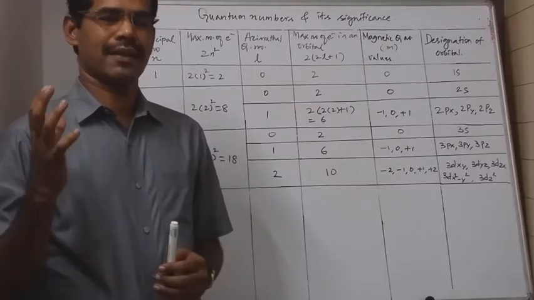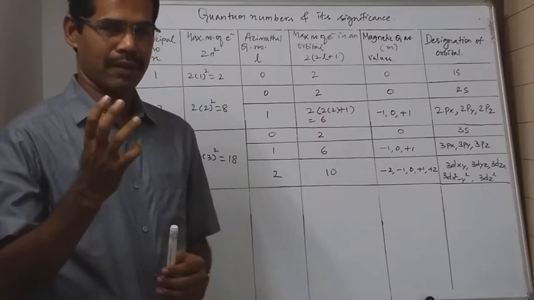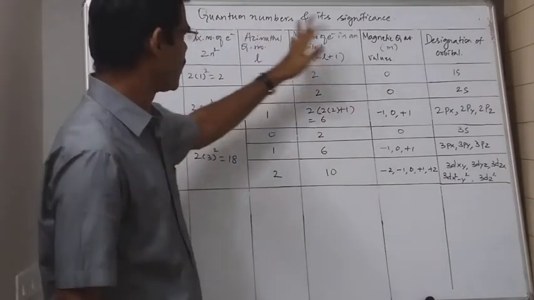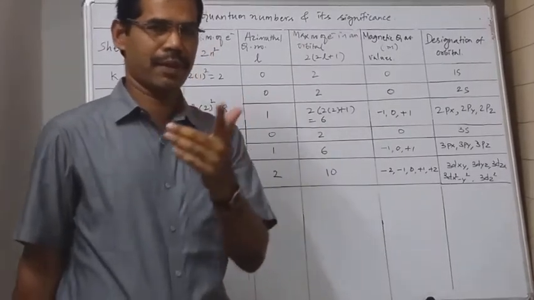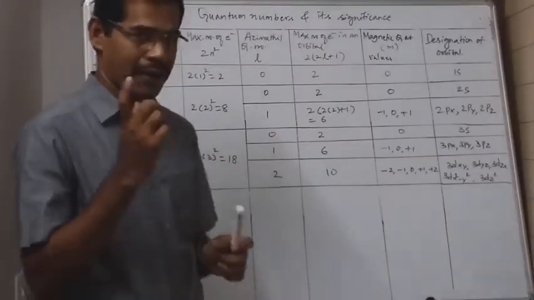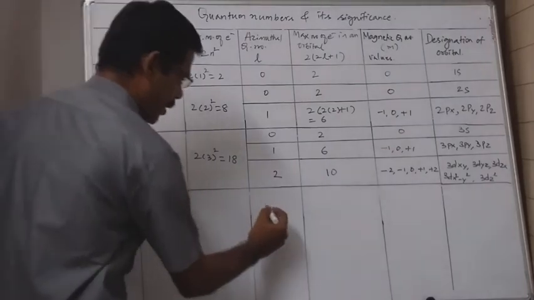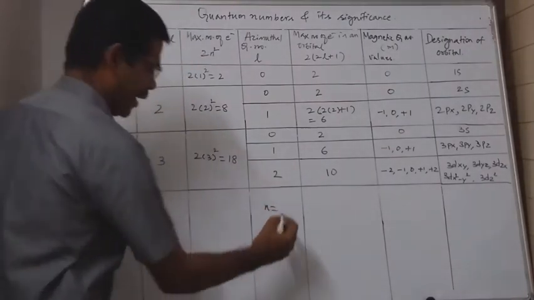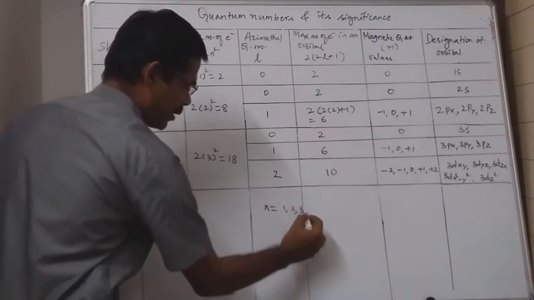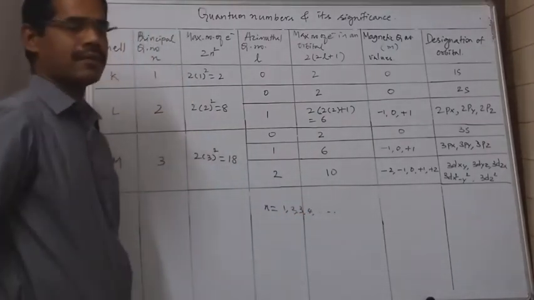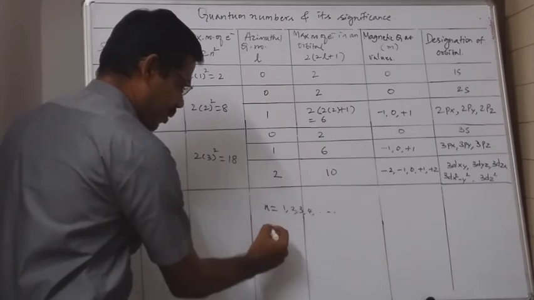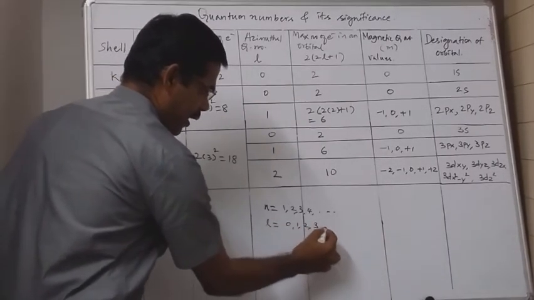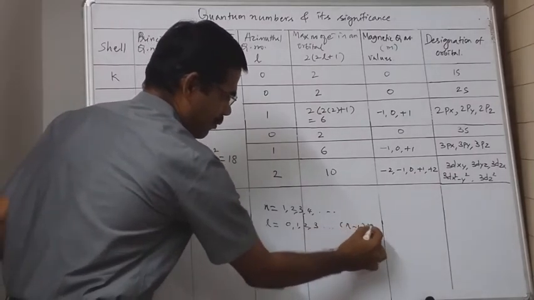Now let us summarize the quantum number details with this tabular column. The heading will be quantum numbers and their significance. Let me repeat once again the values. In the case of the principal quantum number, n can have a value of 1, 2, 3, 4, etc. Then the azimuthal quantum number l can have values 0, 1, 2, 3, etc., up to n minus 1.